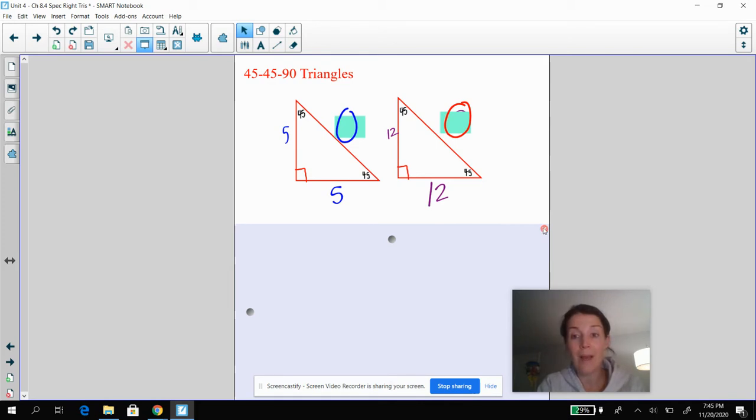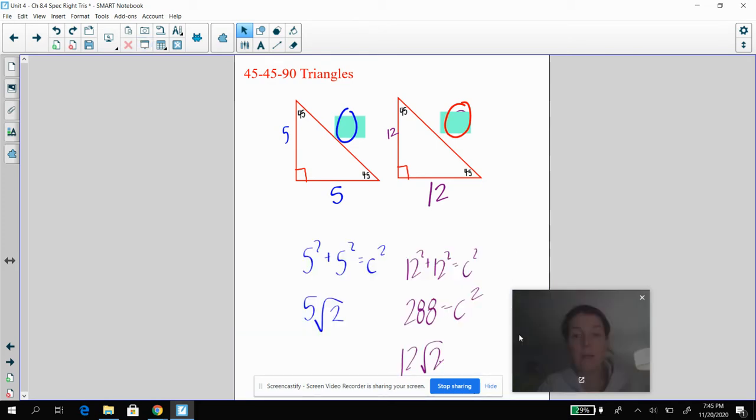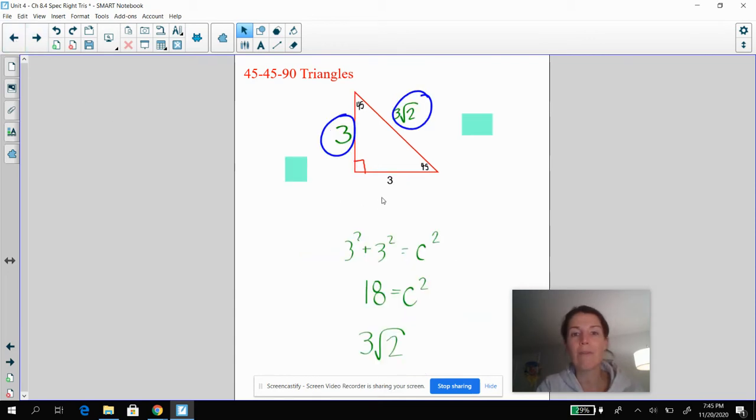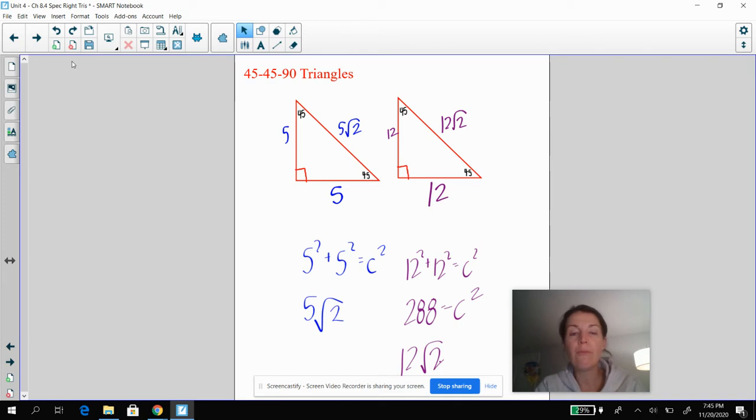The harder part, I guess, was finding that missing side. Because of the Pythagorean theorem, you know that a squared plus b squared equals c squared. So our missing side lengths are 5 root 2 and 12 root 2. Interesting. Do we see a pattern emerging? If I look back here, I've got 3, 3, 3 root 2. 5, 5, 5 root 2, and then 12, 12, 12 root 2. So, there is a pattern.